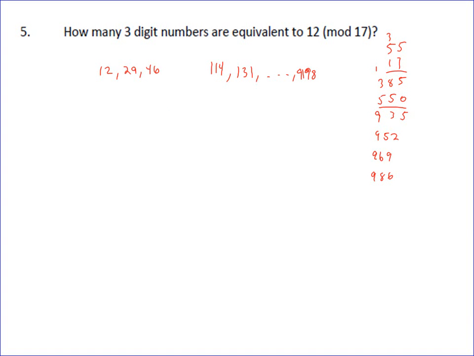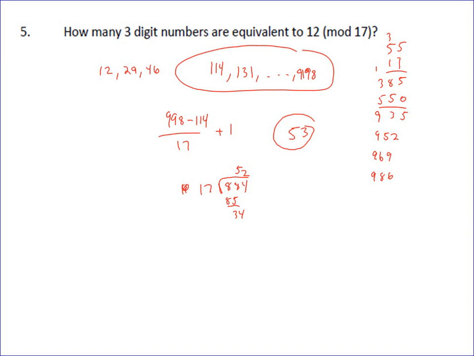So how many three-digit numbers are there? Well, just do your nice formula: 998 minus 114 divided by 17, plus 1. We're going to divide 17 into 884. Well, 17 times 5 is 85, 34, it's going to go into it 52 times, add 1, and that means there are 53 numbers in this sequence from 114 to 998, which encompasses all the three-digit numbers that are equivalent to 12 mod 17.